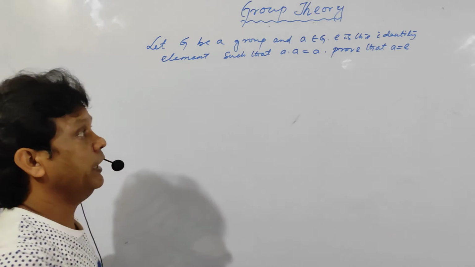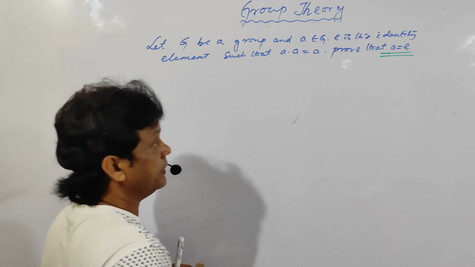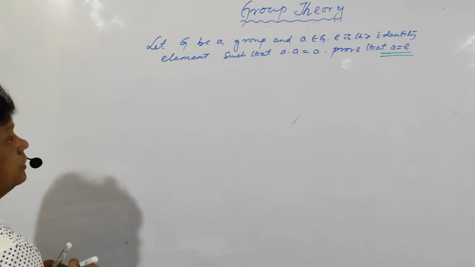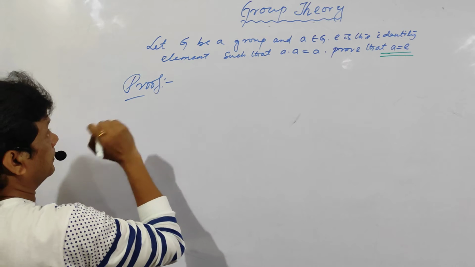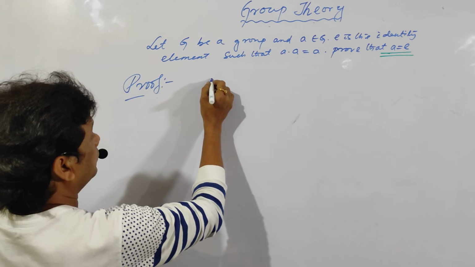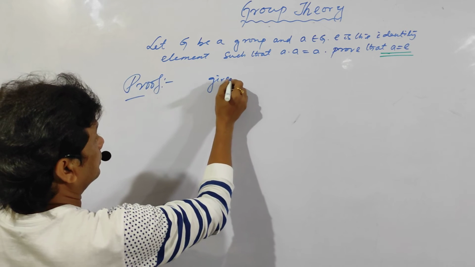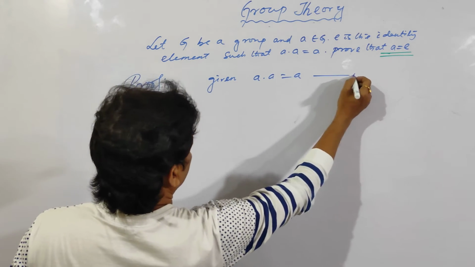So you want to prove a is equal to e. So how to do this one? How to prove a is equal to e? So let us see the proof. Given, what is the given condition? Given a into a is equal to a. So this is equation 1.